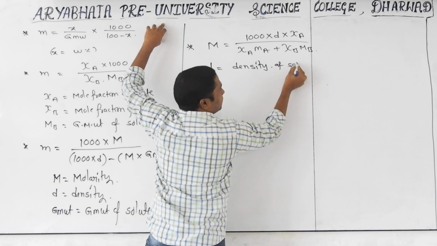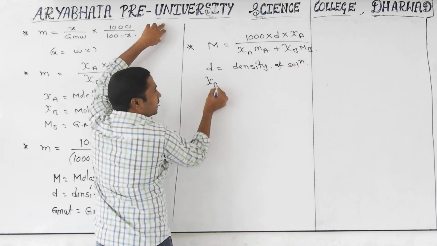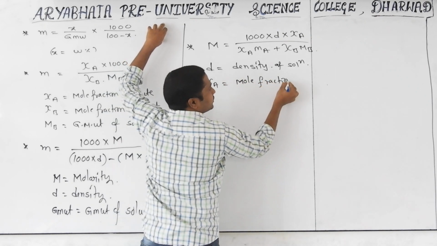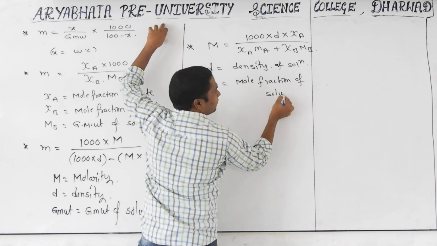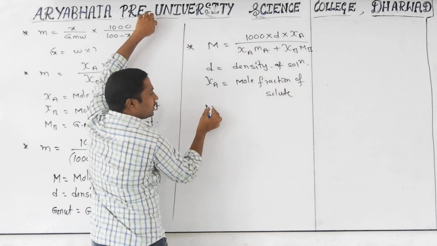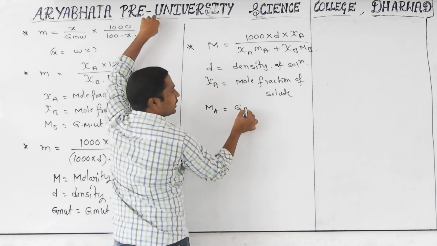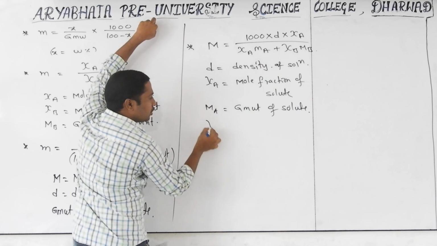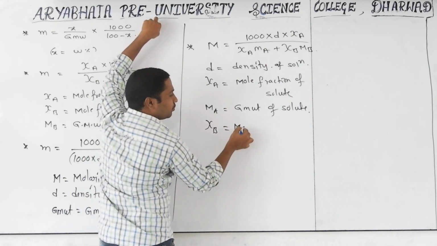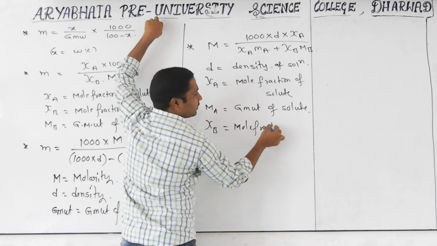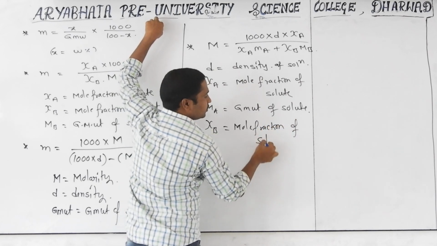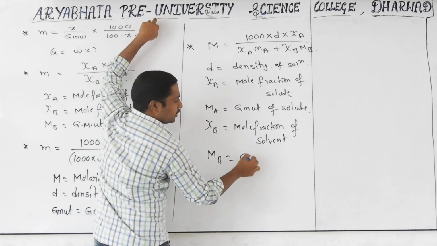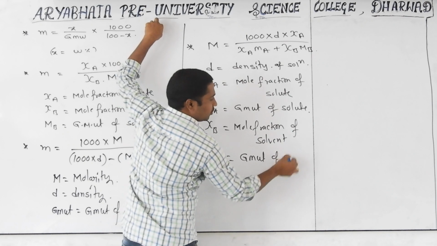Density of the solution. And what is the meaning of chi A? Mole fraction of solute. Automatically MA means what? Not molarity, it is nothing but gram molecular weight of the solute. And what is the meaning of chi B? It is nothing but mole fraction of the solvent. And what is the meaning of MB? Gram molecular weight of solvent.